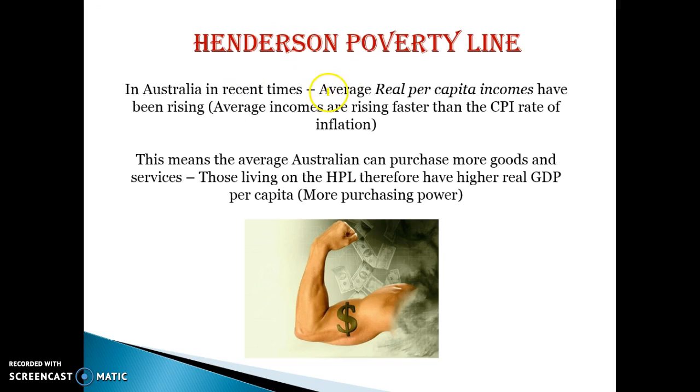In Australia in recent times, average real GDP per capita incomes have been rising at a faster rate than CPI. This means that the average Australian can purchase more goods and services, and those living on the Henderson poverty line have a higher real GDP per capita, or more purchasing power, than they did back in the 1970s.